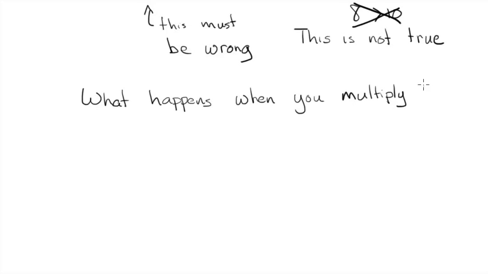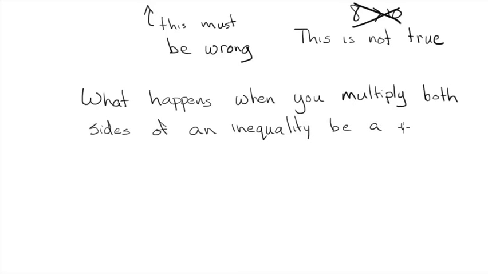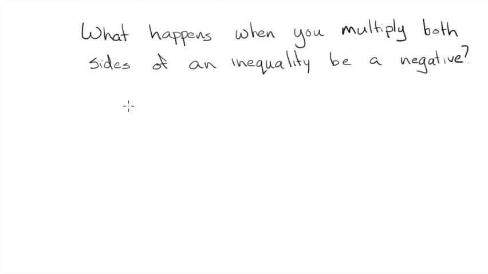So what happens if you multiply both sides of an inequality by a negative? Let's take some variables. Let's suppose you have just any old inequality. x is, let's say, smaller than y. So x is smaller than y.